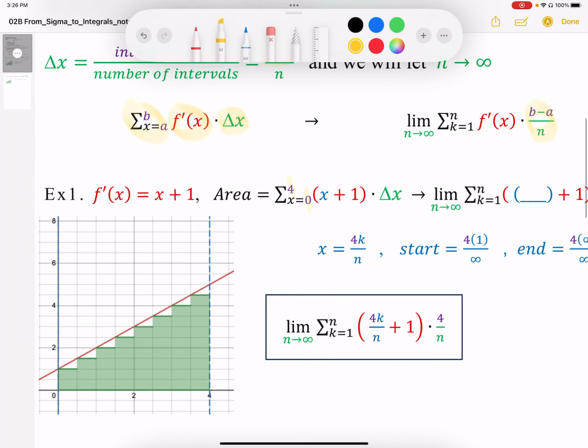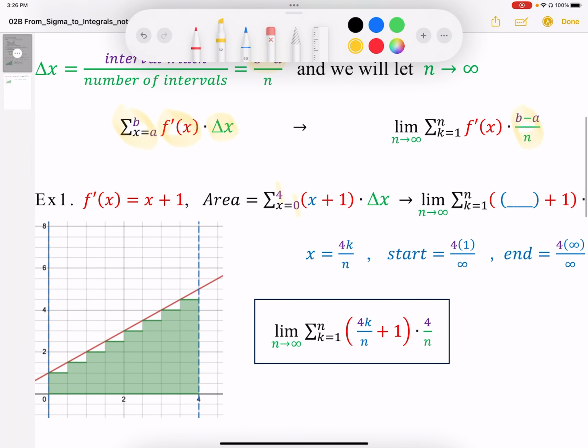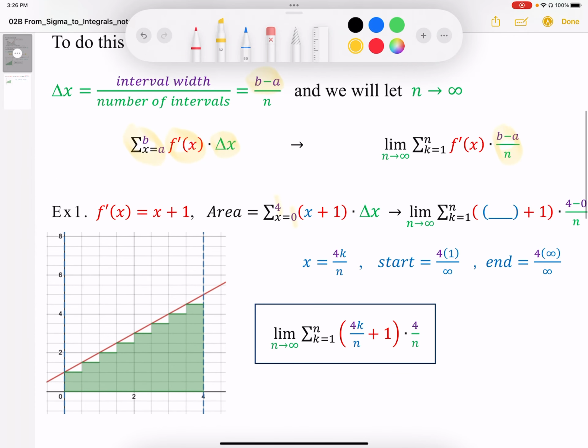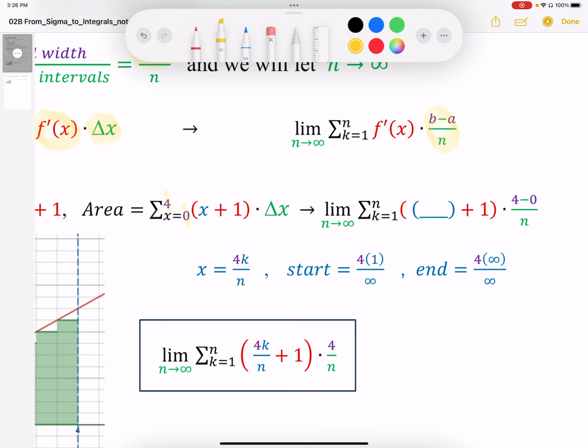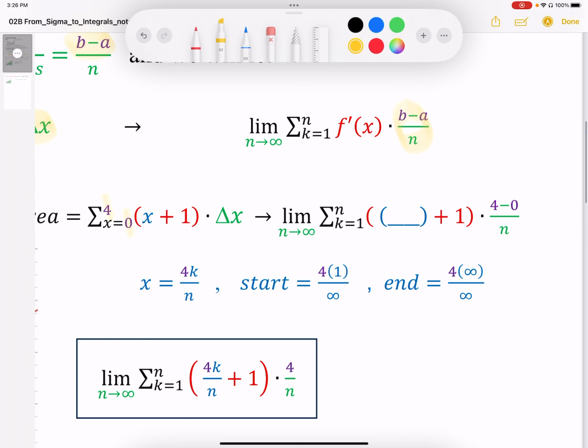Now, again, if we want this to be a more accurate area, we need to let our delta x go to 0. So we put it into limit form, the limit as n goes to infinity. This part represents our delta x, the interval width, which is 4, divided by n, which goes to infinity, and then we have the height of the function in red here, but we just need an expression that's going to replace the x.